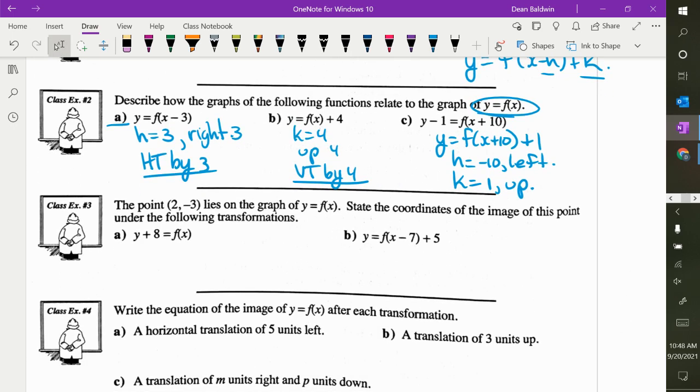Okay, now we're going to move a point. All right, so they're telling us this is our original point. It's on the original graph. And so the question says, state the coordinates of the image of this point under the following transformations. That is basically just saying, where has the point moved? Where did it end up? What are its new coordinates?